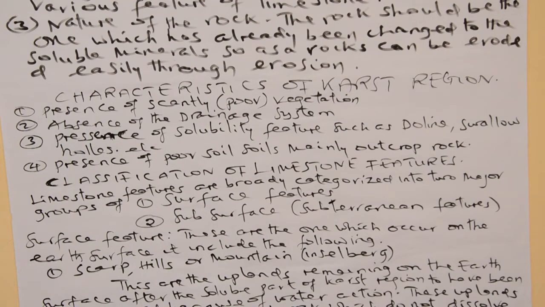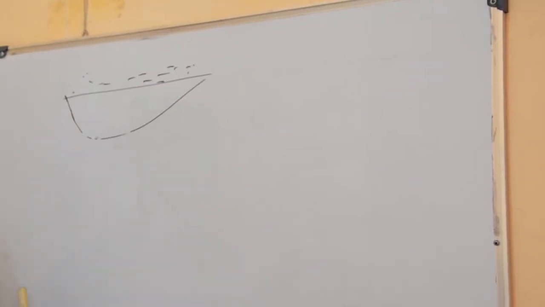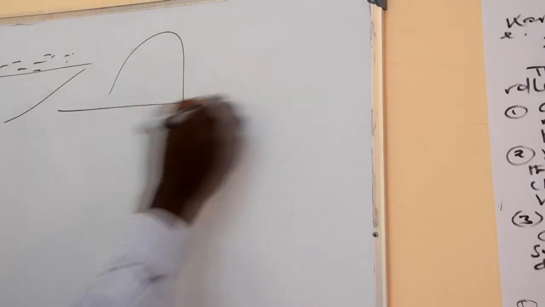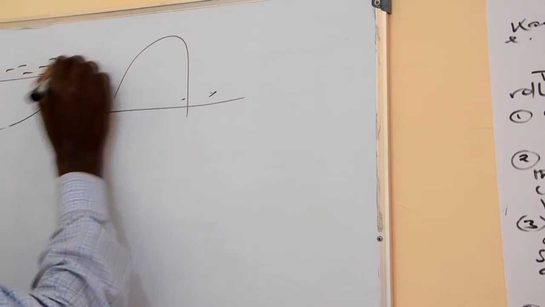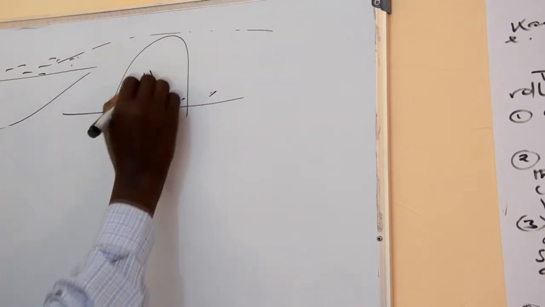Let's start with the features which can take place on the surface, or surface features. Surface features are the ones which occur on the surface. They include the following, for instance, scarps, hills or mountains, or inselbergs. These features are the uplands that remain on the surface after the soluble part of the karst region has disappeared because of water reaction. These uplands are of hard or resistant rock which does not dissolve.